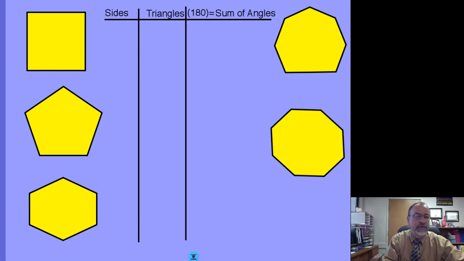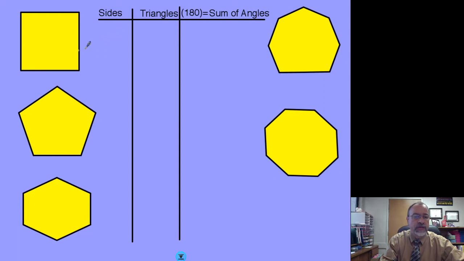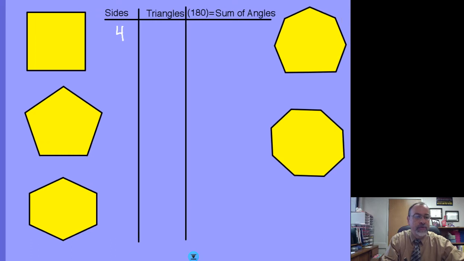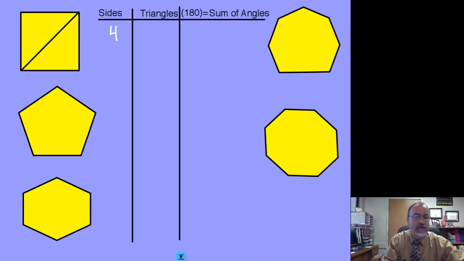So let's do the square first. How many sides are there to a square? Well, there's 4 sides, so we're going to write that down here. 4 sides to a square. Now, if we draw diagonals going from one vertex to any other that's non-consecutive, remember that makes a diagonal, how many triangles here are formed?